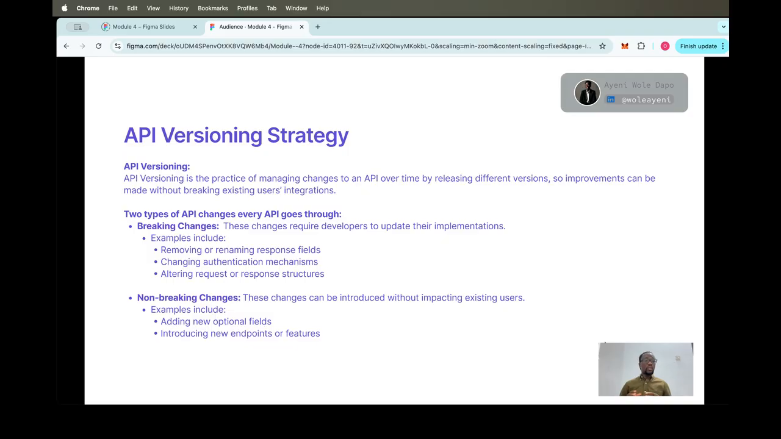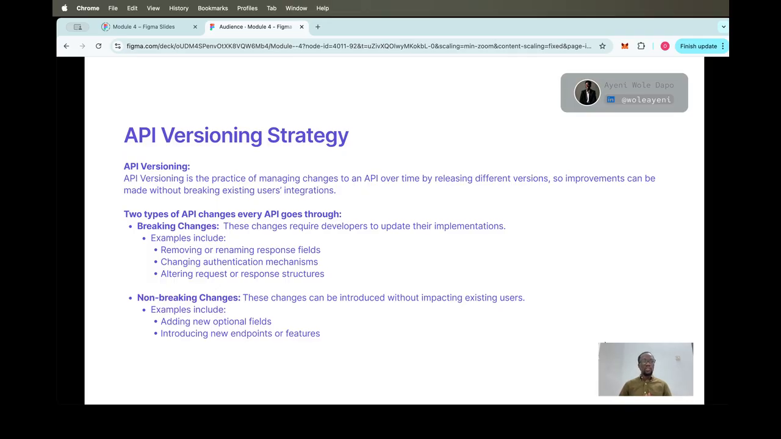As of today, there are two major types of API changes. We have the breaking changes and the non-breaking changes. Let's start by looking at breaking changes. These changes require developers to update their implementation. Take, for example, removing a name field. So, what are we saying in essence?